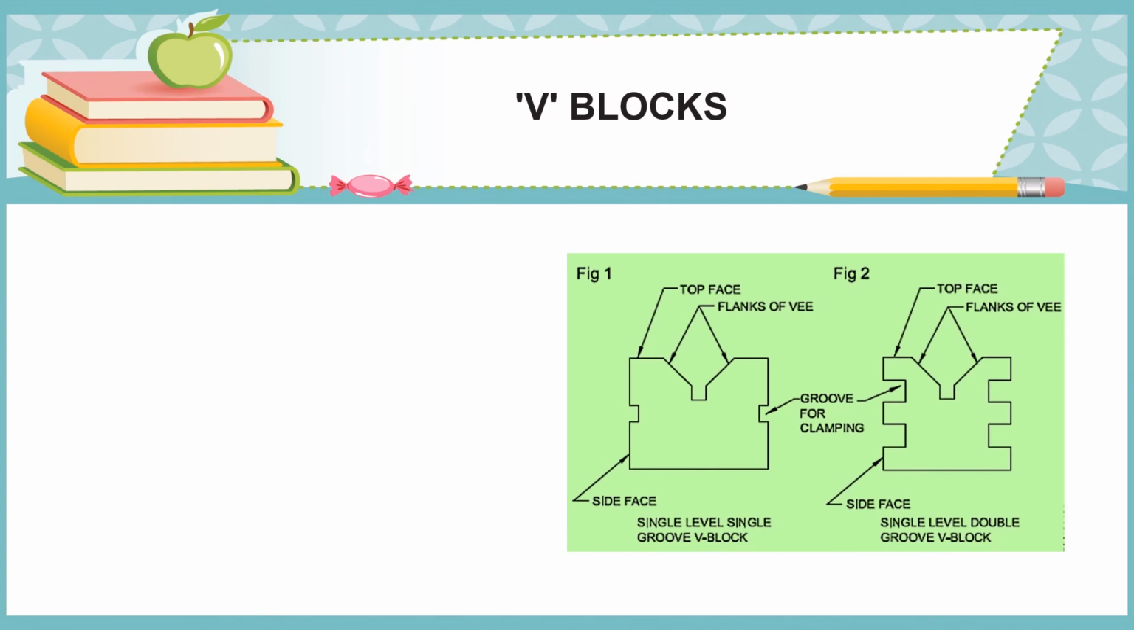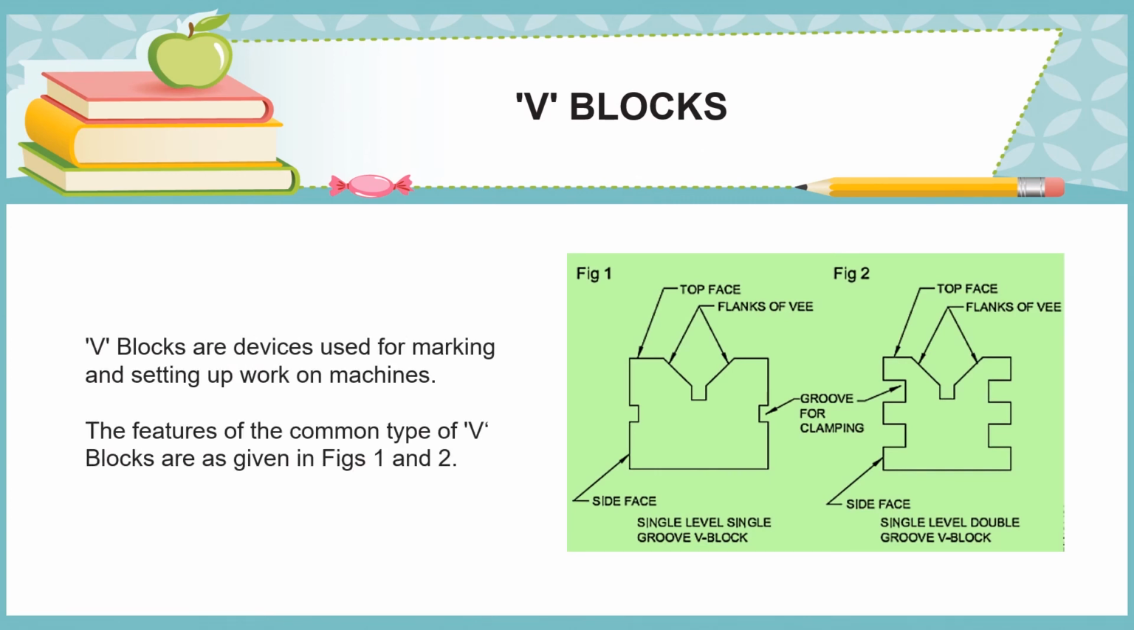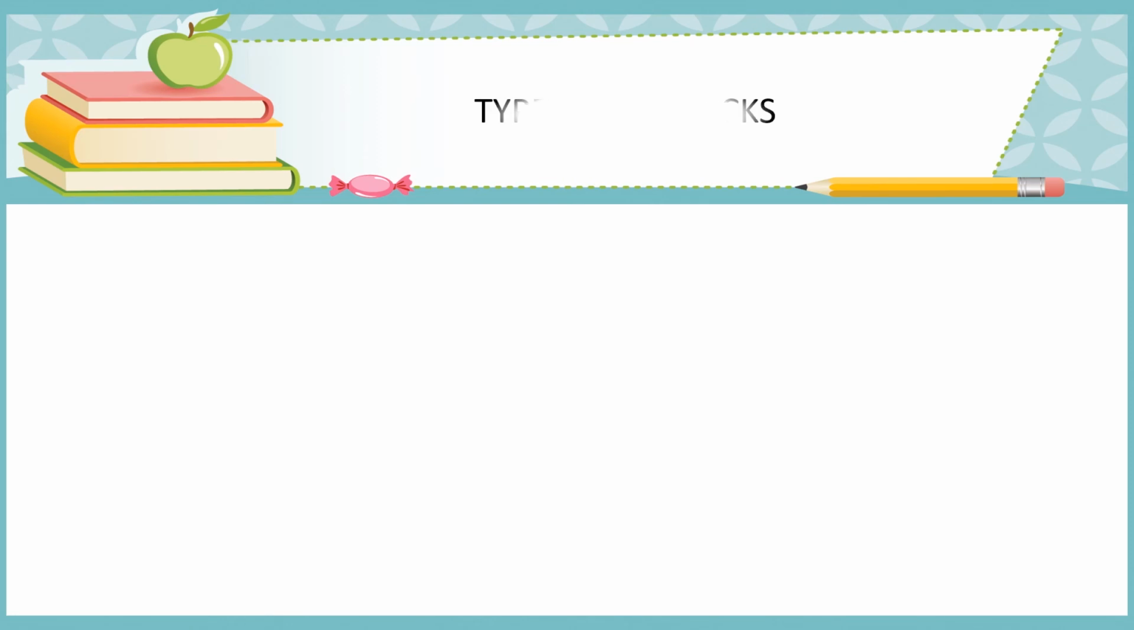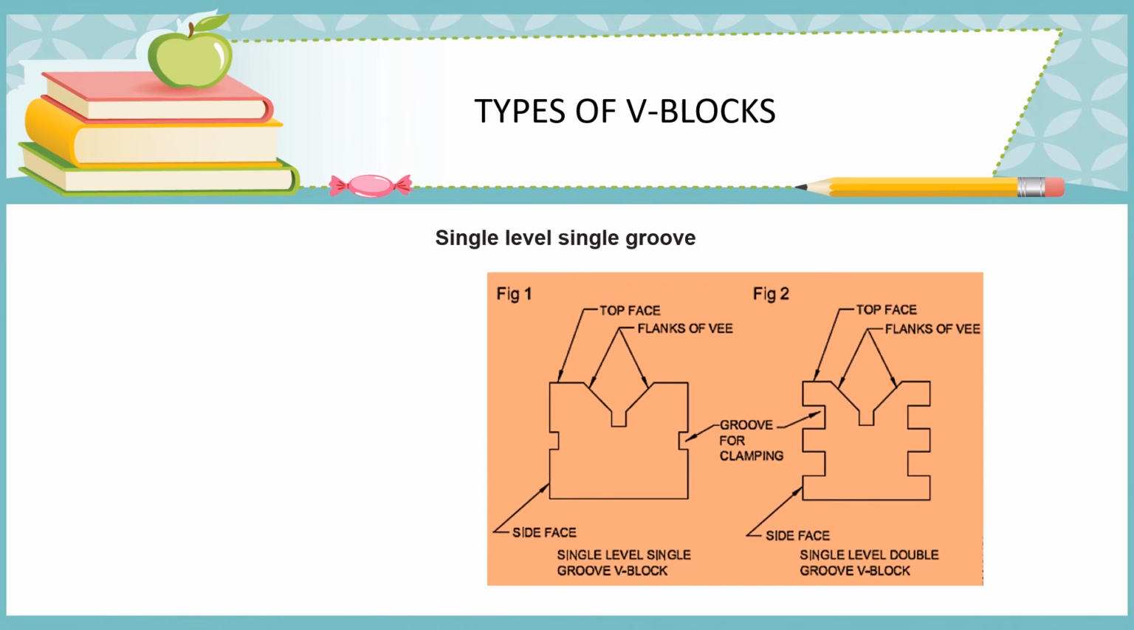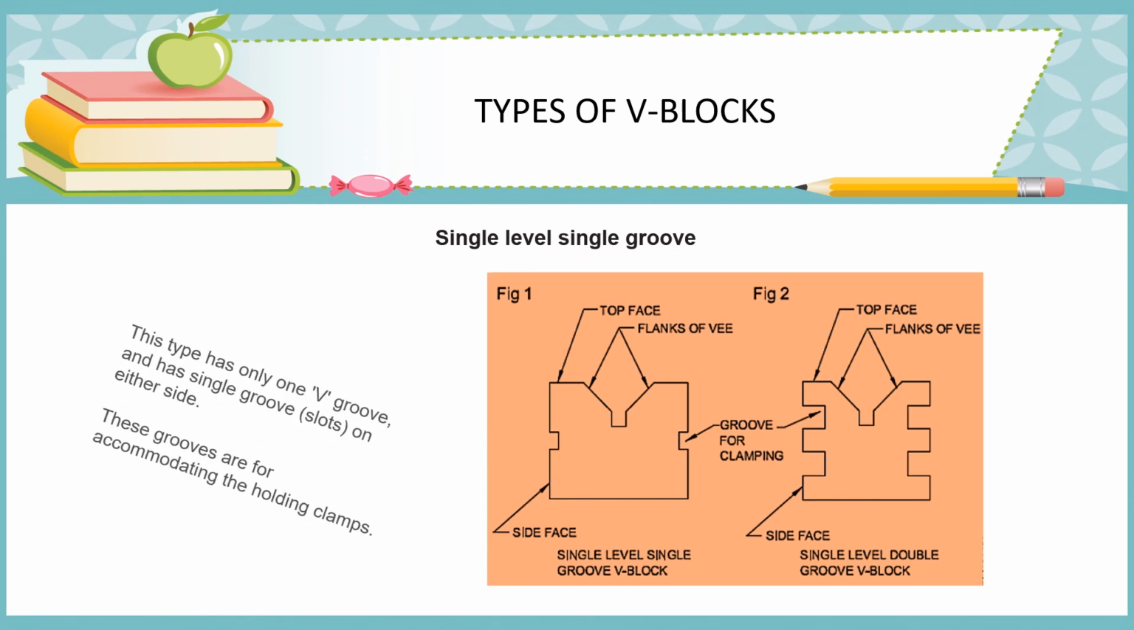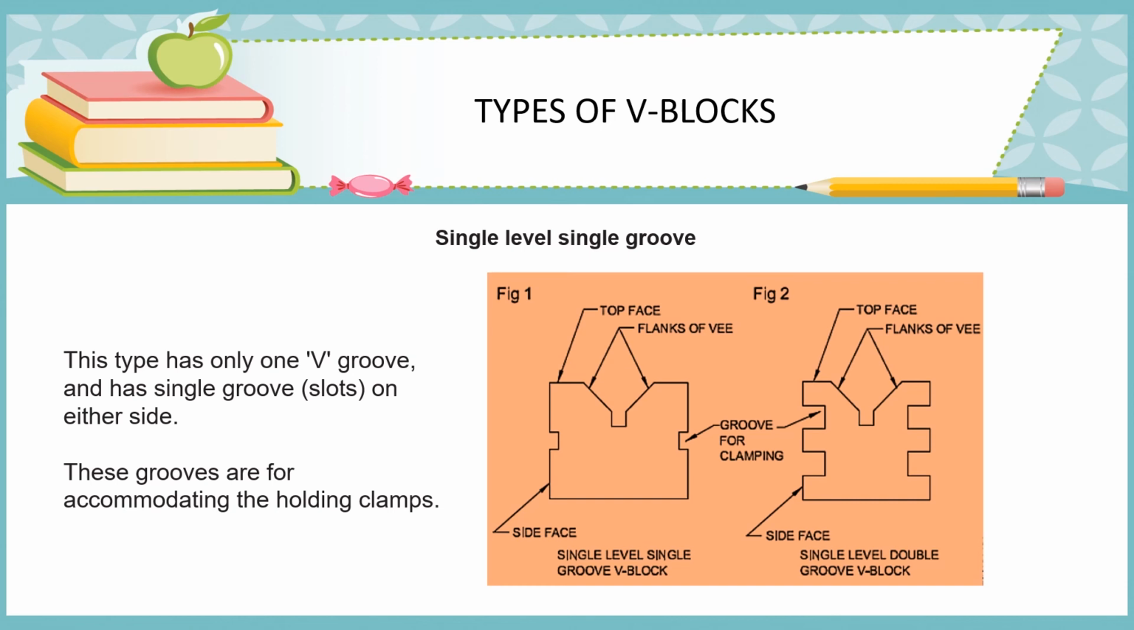V-blocks. V-blocks are devices used for marking and setting up work on machines. The features of the common type of V-blocks are given in figures 1 and 2. Types of V-blocks. Single level single groove. This type has only one V-groove and has single groove on either side. These grooves are for accommodating the holding clamps.